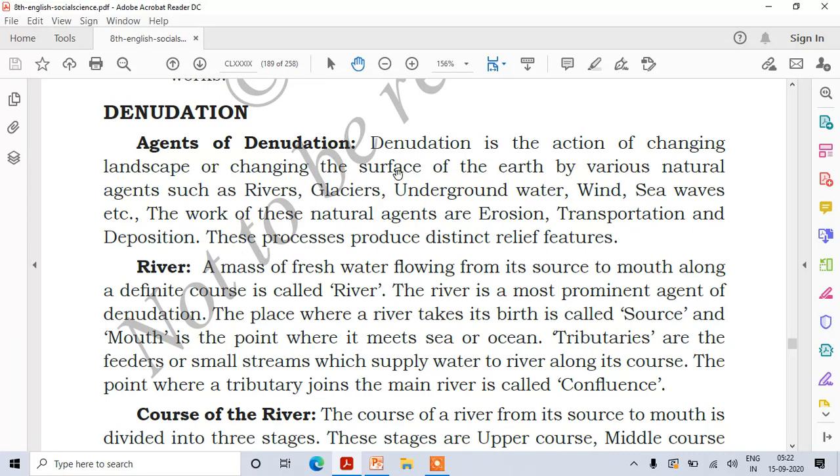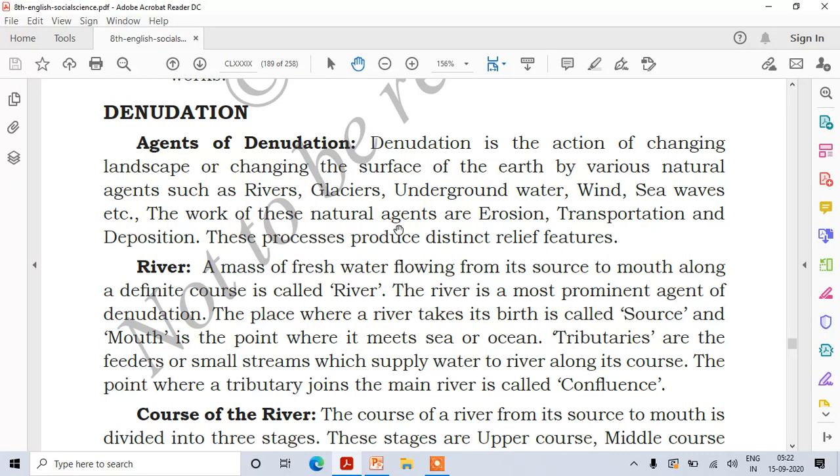Okay, denudation. First we'll read about the agents of denudation. Denudation is the action of changing the landscape or the surface of the earth by various natural agents such as rivers, glaciers, underground water. Denudation means some changes will occur in the surface of the earth. It takes place because of natural agents like rivers, glaciers, underground water, wind, seawater, etc.